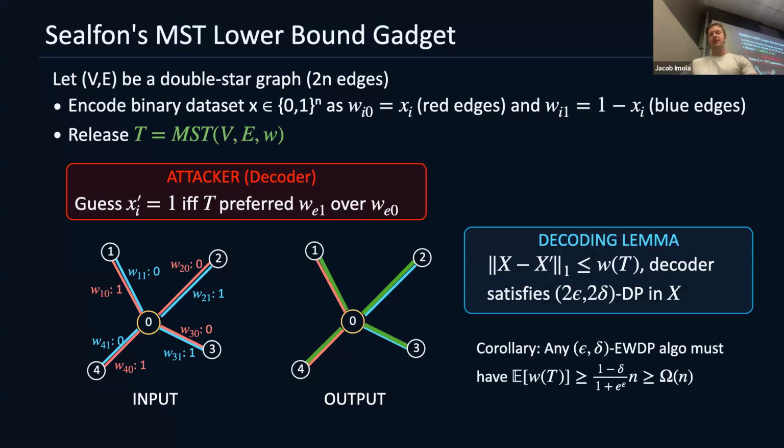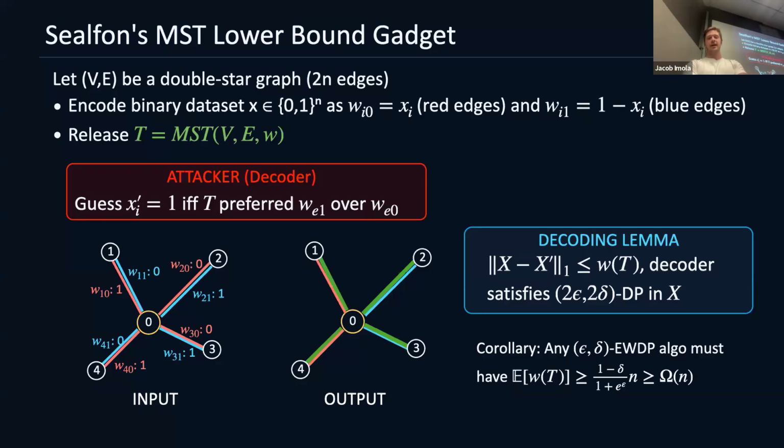So you can come up with this decoding lemma that says, the number of errors this decoder is going to make is at most the weight that the tree pays. And furthermore, this x prime only accesses the data through the private tree. So it satisfies 2 epsilon, 2 delta differential privacy in x. When I flip a bit of x, the weight vector changes in L1 distance at most 2. So you have 2 epsilon, 2 delta.